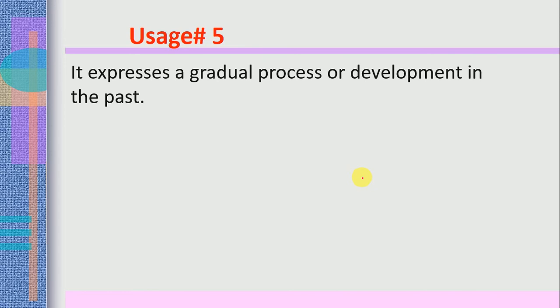Remember that for gradual change which is happening in the present we use present continuous tense, and for gradual change that was taking place in the past we use past continuous tense. For example, it expresses a gradual process.